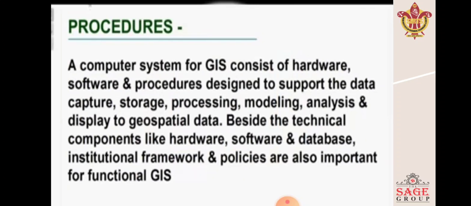Next is procedure. A computer system of GIS consists of hardware and software and procedure designed to support the data capture, storage, processing, modeling, analyzing, and the display of the spatial data. Besides the technical components like hardware, software, database, institutional framework and the policies are also important for a functional GIS.